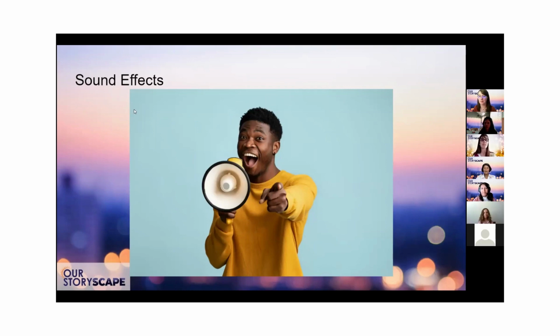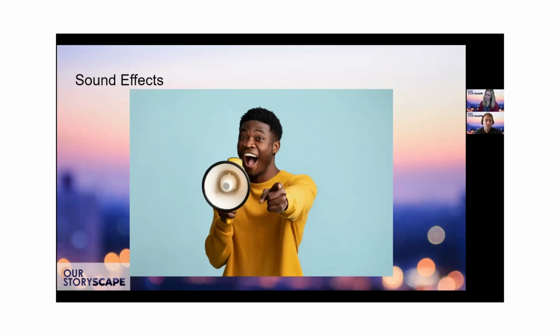So you can have the whole class do a sound effect. So you hear a certain word and the whole class breaks out into whatever that sound effect is that you have going along with it.